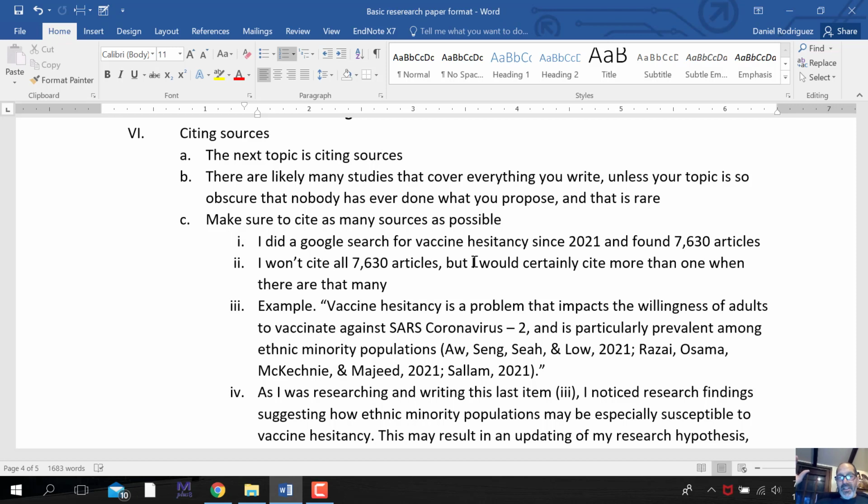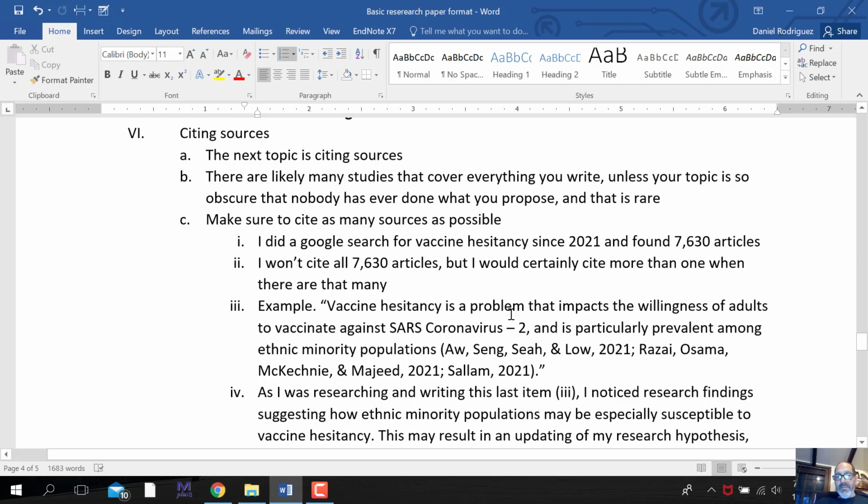Obviously, there's a lot of interest in COVID, and there's a lot of interest in vaccine hesitancy. People are trying to do research all over the world, whether in the United States, China, Senegal, Argentina, wherever. You know, people are doing research on this, and it's interesting. I can't cite all 7,630 articles in my paper, but I can't just cite one. And what I see in lower end writers is this inability to bring together the information from all these sources and write simple sentences. Here's an example.